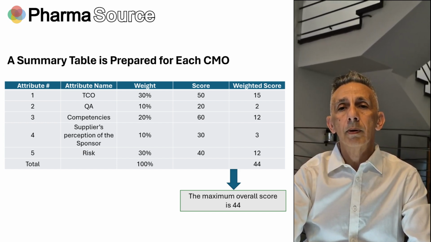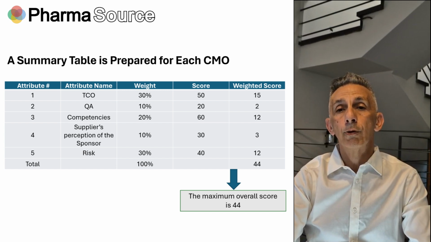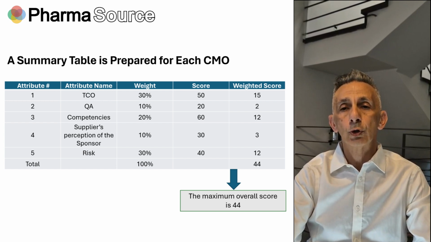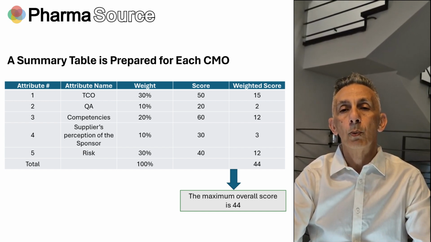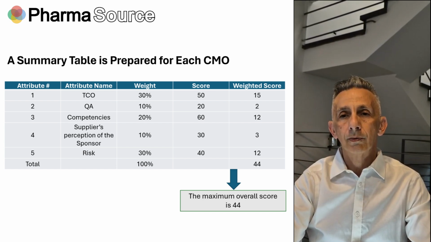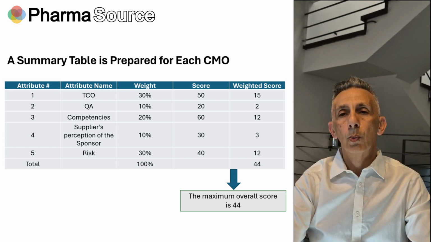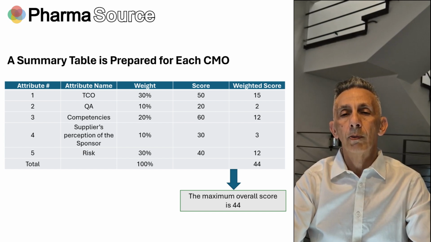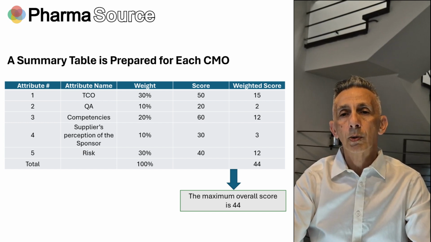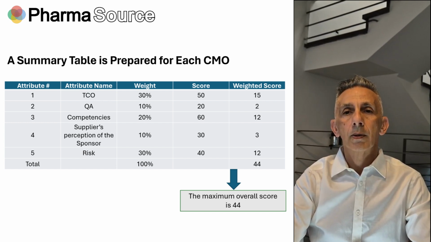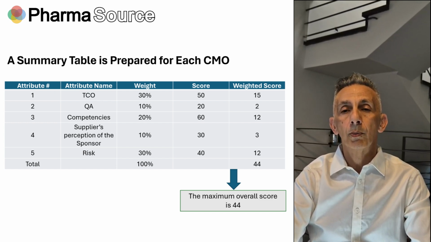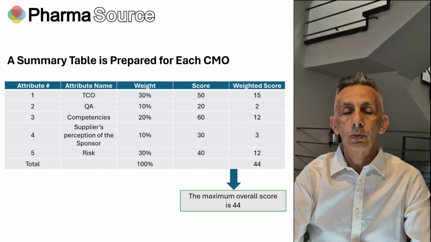Based on the mark we've given and the pre-weight we have given for each of these attributes, we will get a score. This score will be the weighted score, as you can see in this slide, and at the end of the day, the total weighted score will give a final mark for each CDMO. And this mark will be, for us, the quantitative tool to define whether we want to choose CDMO 1, 2, or 3.